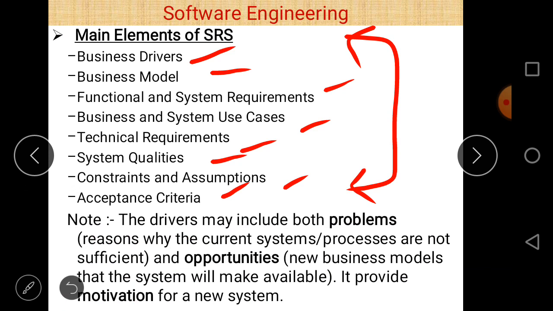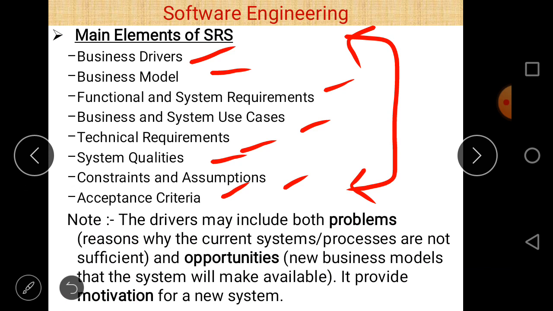So in short, we can say that related to a software, it contains all the information such as what the technical requirements are to develop a software, what the functional or system requirements of a software are, what the different constraints regarding a software are, what the different assumptions are, what the acceptance criteria are, and what the business model is which we follow to develop a software, and different business drivers.